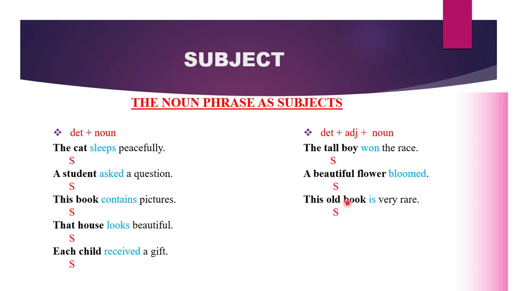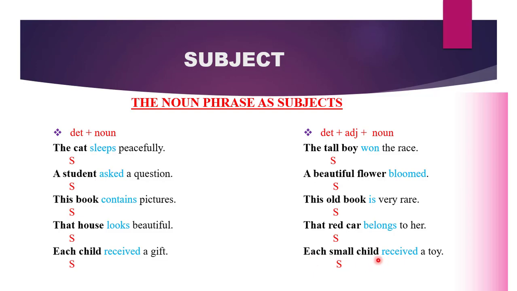This old book is very rare. What is very rare? This old book. Therefore, this old book is functioning as our subject and not only book. That red car belongs to her sister. That is a determiner. Red is an adjective. Car is a noun. And together, it is a noun phrase. And what is its function? It is performing the role of a subject.